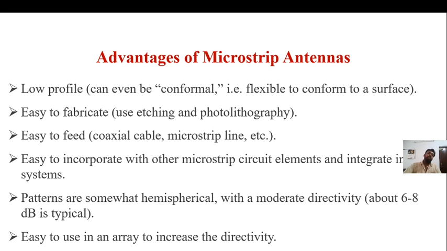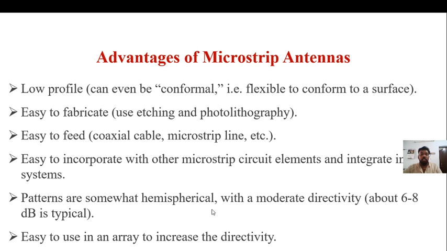So what is the advantage of microstrip antenna? It is low profile. What does low profile mean? It is conformal in shape. That is, it is flexible to any surface, that is, conforms to any surface, and it is easily fabricated with the help of etching and photolithography processes. It can be easily fed with the help of coaxial cable type or microstrip line, and a variety of feeding techniques have evolved in the literature. It is easy to incorporate with other microcircuit elements, that is, microwave integrated circuits, and integrate with the system. The patterns are somewhat hemispherical with moderate directivity, about 6 to 8 dB, and it is easy to use in an array in order to increase this directivity level.